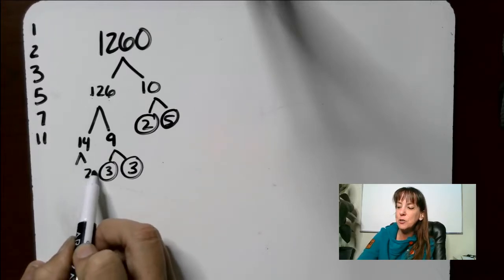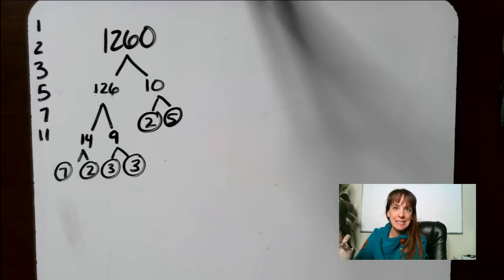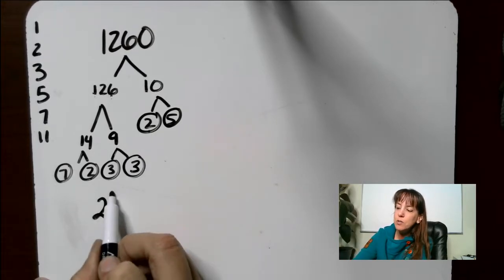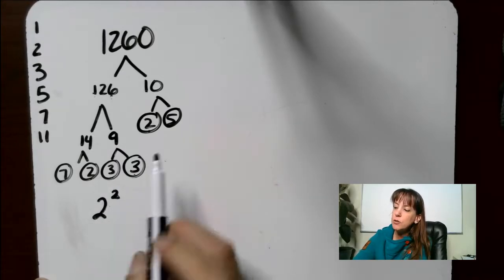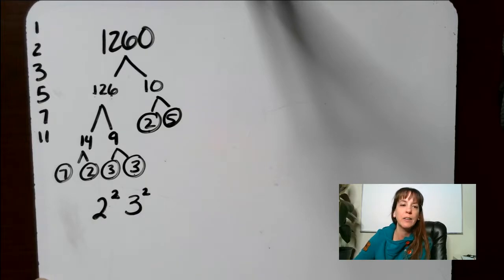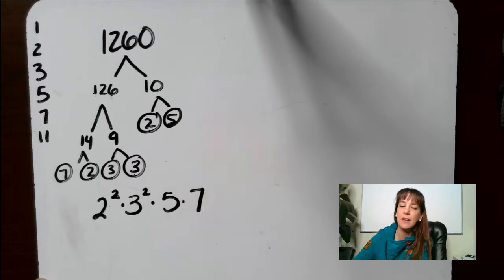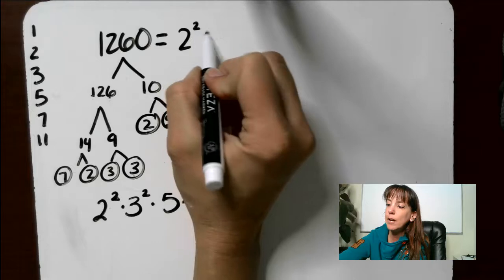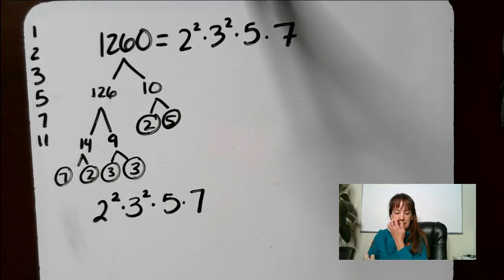14 can be 2 and 7, which is also prime. So guys, the way that we would write this now, broken down into its prime numbers, is we take all of our 2's. We've got 1, 2, 2 2's. You write 2 squared. It's 2, and we have 2 of them, okay? We have 1, 2, 3, so you write 3 squared. These are times, by the way. Times, we have 1, 5, and 1, 7. So 1,260 broken down is 2 squared times 3 squared times 5 times 7, okay?